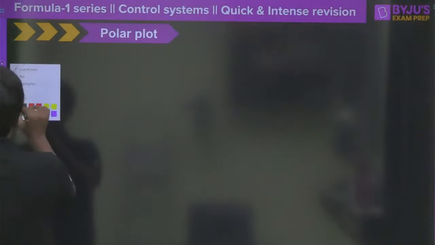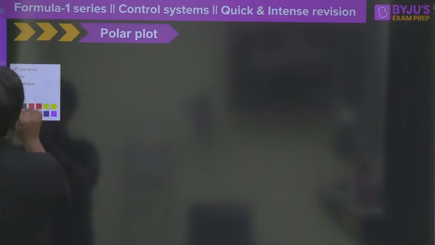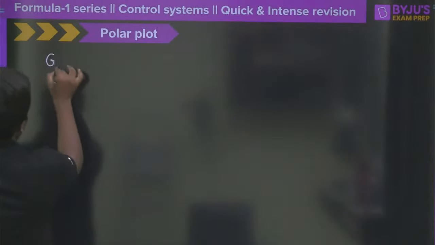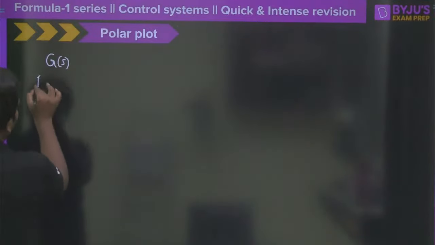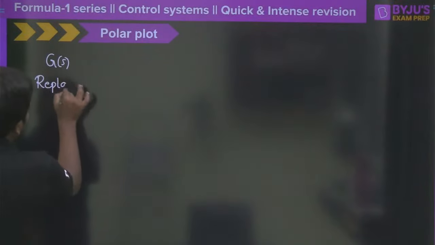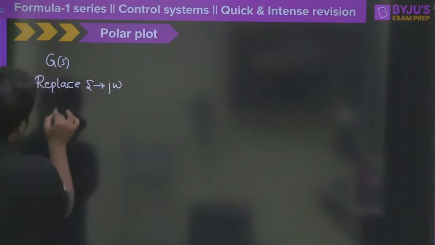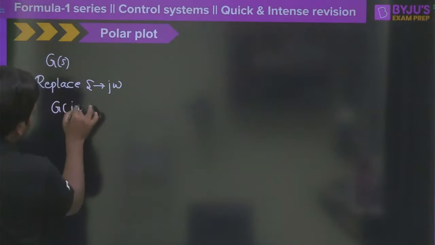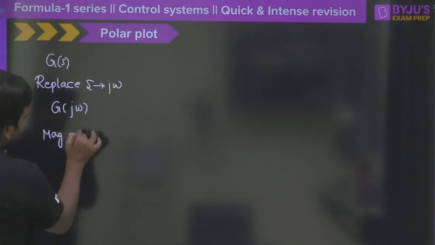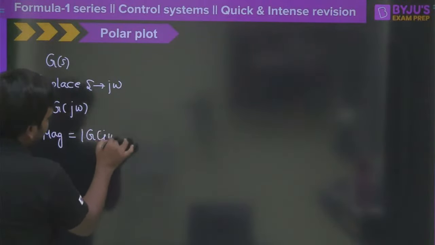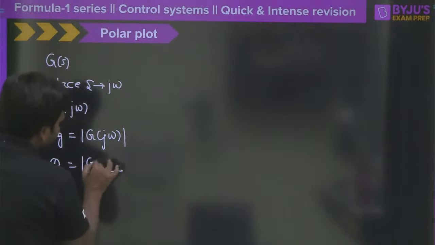So polar plot means what? Basically it's a very simple plot. Whether it is the polar plot, Bode plot or Nyquist plot, you will have G of s. That is the first step, right? Then we replace s is equal to j omega. That is the second step here. Every time we must do that, replace s is equal to j omega. Fine, absolutely good. Then you will get G of j omega. Immediately after that, we need to find the magnitude of this one. So magnitude is equal to the modulus of G of j omega, right? And then the phase. The phase would be written as the phase of G of j omega.